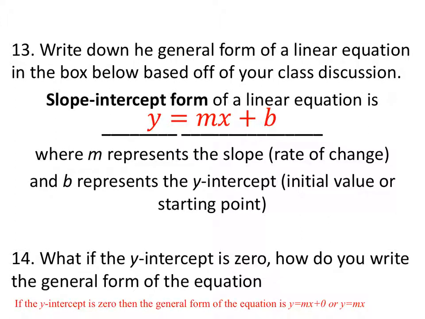Alright, this is what we should get on that one. We got y equals mx plus b. This is a very general form for a linear equation. It's called slope-intercept form because specifically it gives us the slope as m and the y-intercept as b or plus b. So that is slope-intercept form. And then the general form for the slope-intercept form when the y-intercept is 0 is shown here at the bottom. y equals mx plus 0 or y equals mx. Either one of those will work.